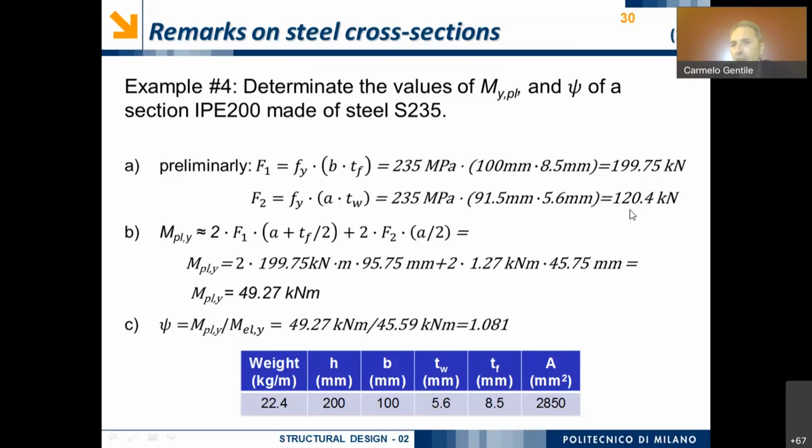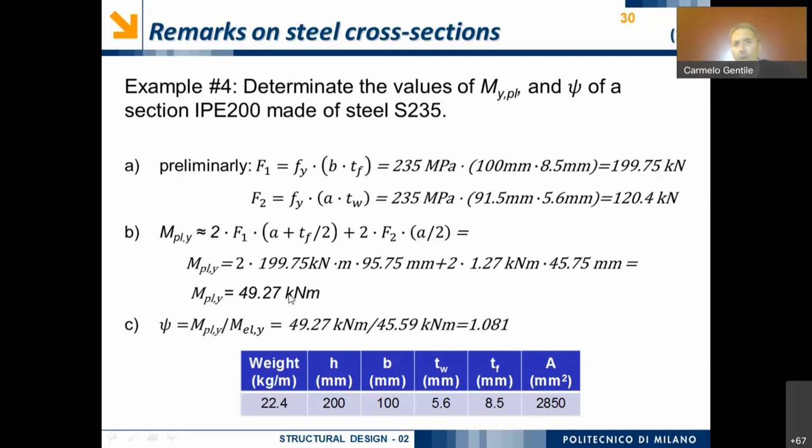Similarly, I can evaluate the force F2 in the upper part of the web, and this force is a little bit larger than 120 kilonewton. Okay, so it is possible very easily to evaluate the bending moment which is carried by the entire cross section by summing up the bending moment which is carried by the flanges and by the web.